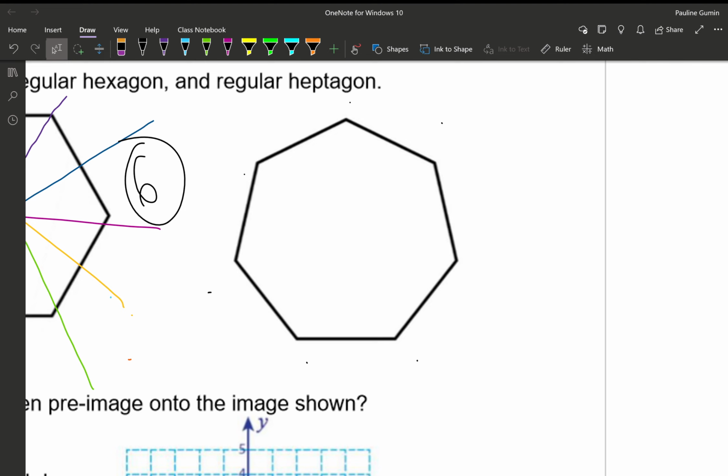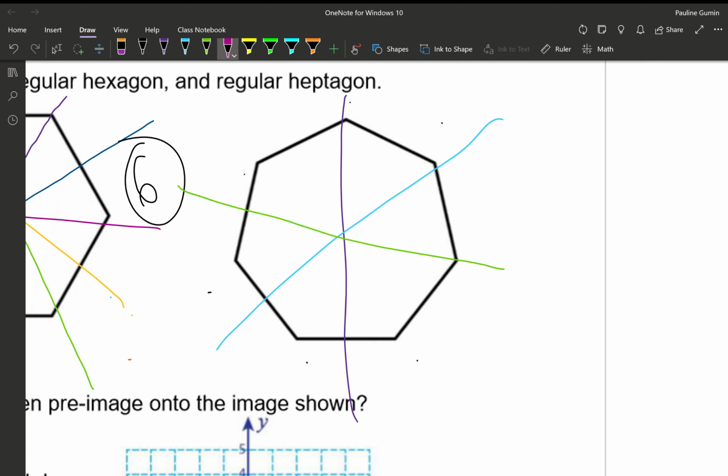All right, let's take a look now at a heptagon. A heptagon has 7 sides. Let's see if it has 7 lines. All right, let's go. 1 line, 2, 3, 4. That's an ugly line. Let's try that one more time. 4, okay.